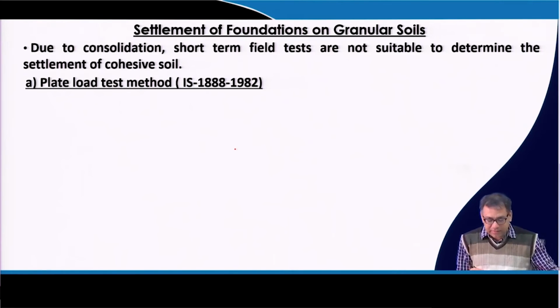This is a short term test, so it is generally not suitable for cohesive soil. Although equations and correlations are available for cohesive soil also, it is recommended you use any field test for cohesionless soil, because it will give better results. These tests are short term tests, and cohesionless soil settlement is short term, an immediate type of settlement. That is why you use these tests for cohesionless soil, whereas cohesive soil settlement is a long term settlement.